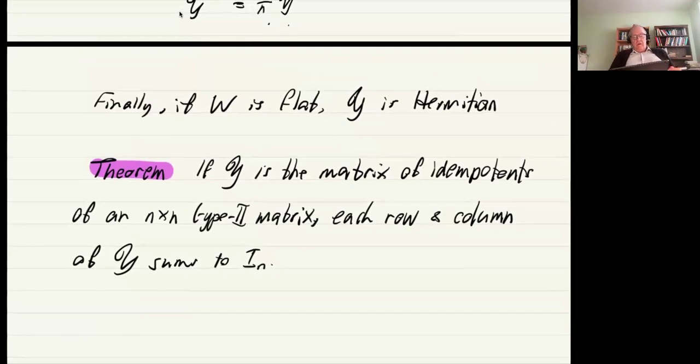If Y is the matrix of idempotence of an n by n type 2 matrix, each row and column sums to the identity. Again, that's just a straight calculation from the definition. And I didn't think I was going to get this far today.